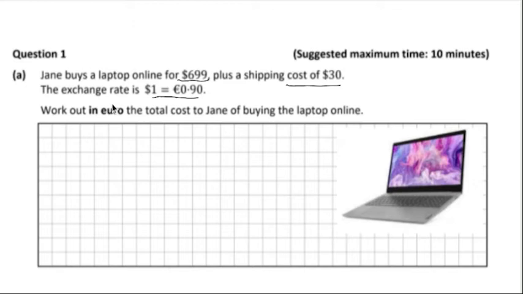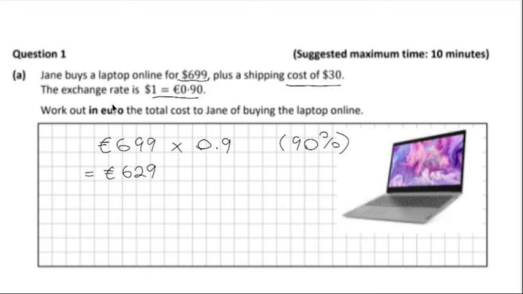First of all, multiply out your rate. So we have 699 multiplied by 0.9, or else you could write 90% as well with your calculator. Multiply it out, and let's convert our dollars to euros. The result is 629.10.